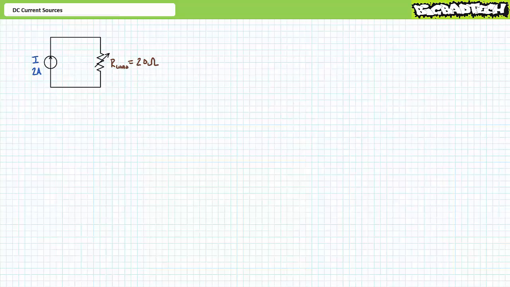If our load resistor has a value of 20 ohms, an application of Ohm's law demonstrates that the resistor will experience a 40-volt drop, implying that the current source must induce a 40-volt rise to allow 2 amps of current to travel through this 20 ohm resistor. If, however, the load is dramatically increased to 20 mega ohms, another application of Ohm's law demonstrates that the resistor would experience a 40 megavolt drop, which implies that the current source must induce a 40 megavolt rise to allow 2 amps to travel through a 20 mega ohm resistor.